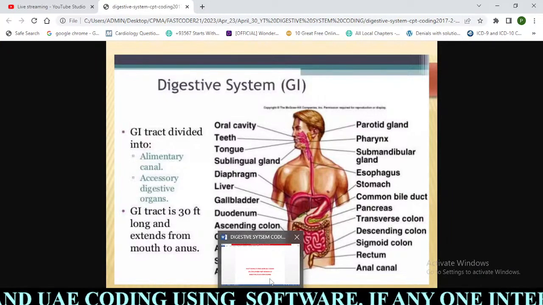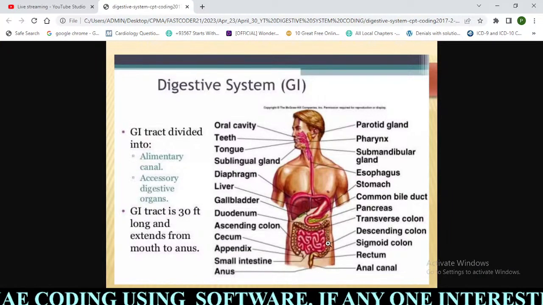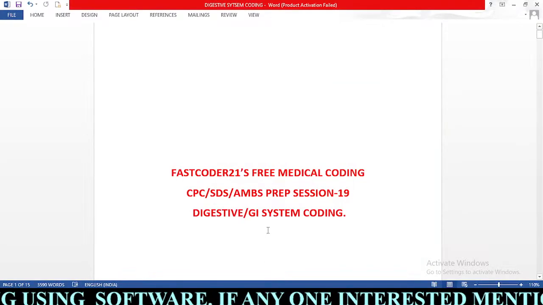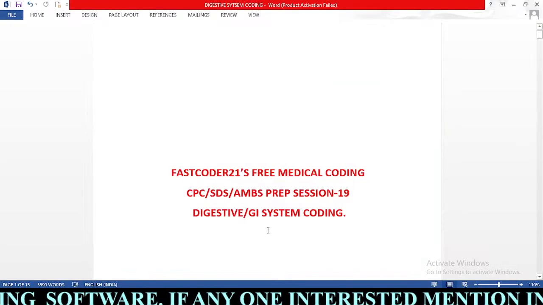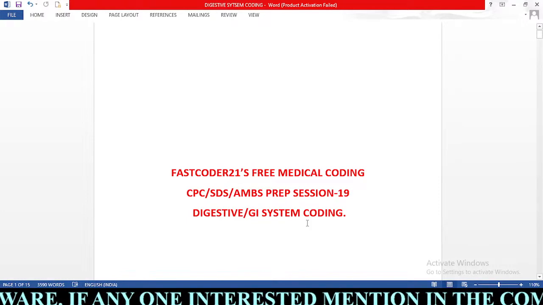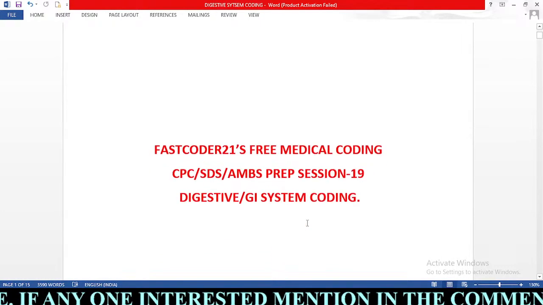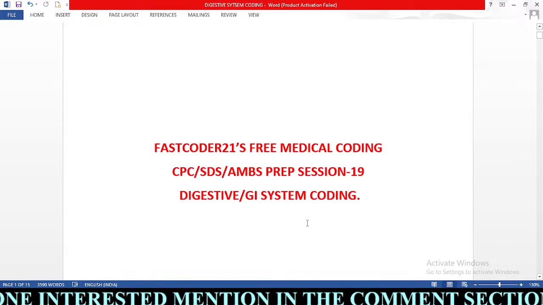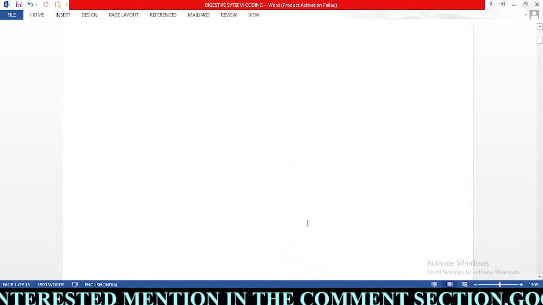I hope this anatomy is sufficient for your current situation. Now we will go ahead with our session. That anatomy is useful, so we need to correlate our questions with the anatomy part. Now we can start our first question.